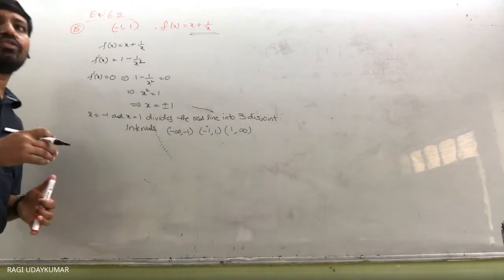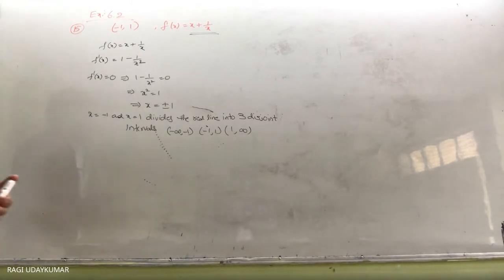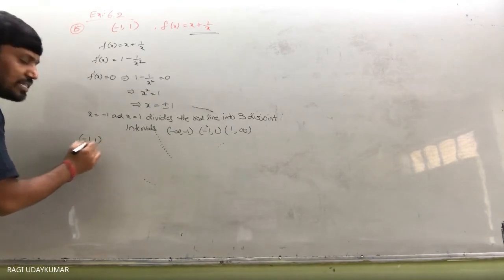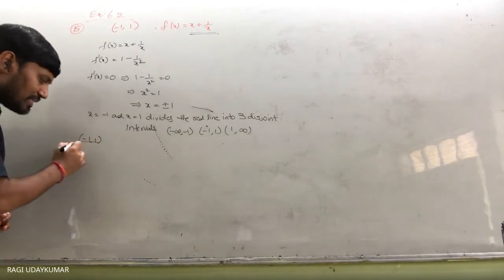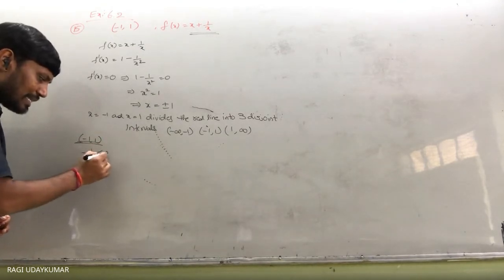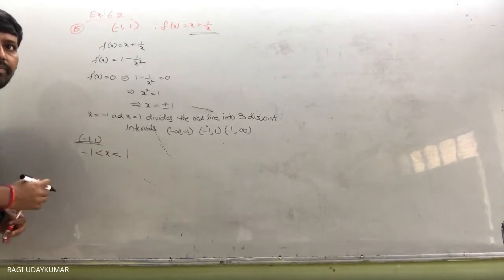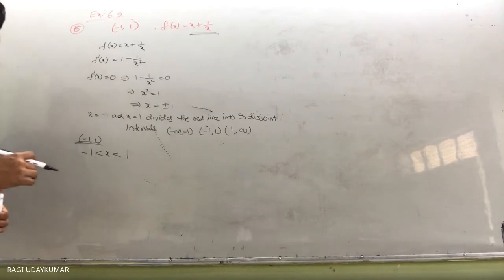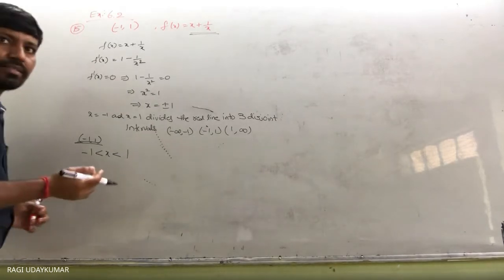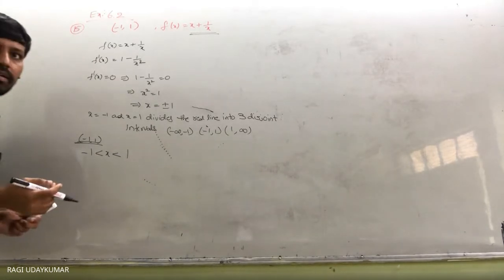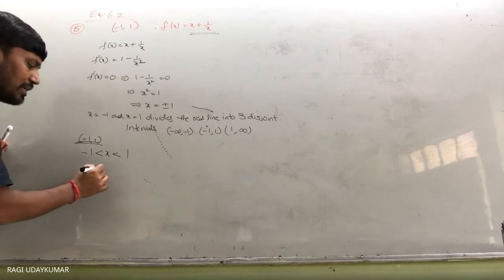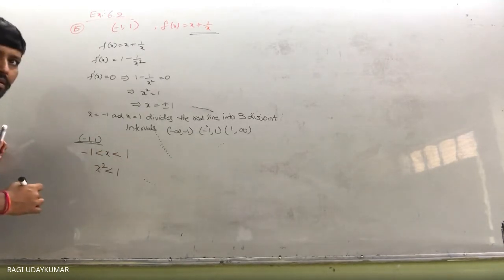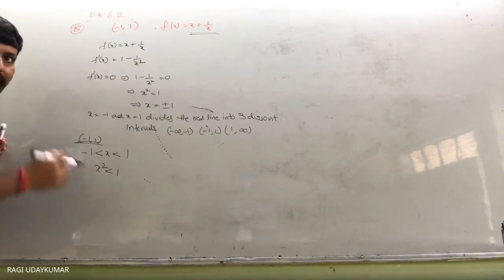So instead of using that, the interval is given, so let us take the interval minus 1 to 1. X value lies between this interval, so minus 1 less than x less than 1. Then in this interval, x square is always less than 1 and positive.